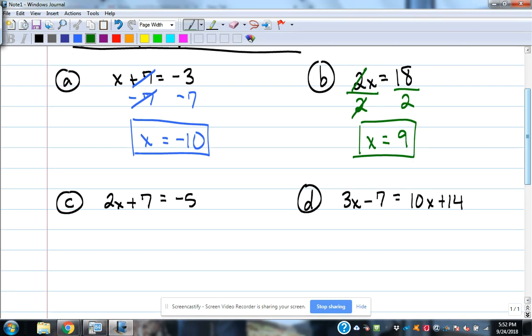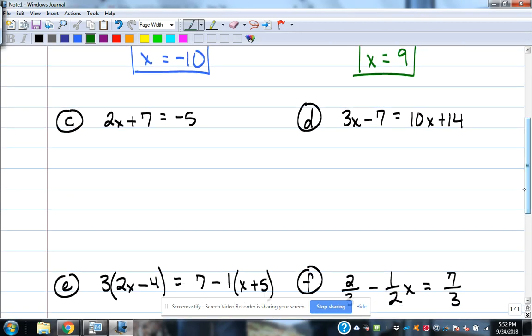Okay. All right. C, we've got 2x plus 7 is equal to -5. This one's a lot like example A, except we've got something else on the variable here. So we want to, again, get the variable by itself. That entails moving things that don't have a variable first. So on that side, 2x plus 7, what needs to move first? The 7. How are we going to move it? Subtract it. The opposite of addition is subtraction. So we're going to subtract 7 from both sides.